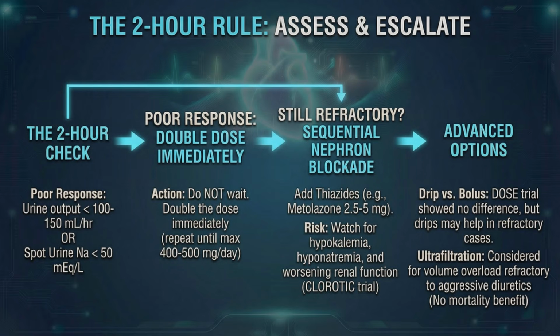If the patient remains refractory, your next step is sequential nephron blockade. This means adding a thiazide diuretic, like metolazone. This is a powerful combination, but be aware of the risks highlighted in the CLORIC trial: hypokalemia, hyponatremia, and worsening renal function. For the most refractory cases, you can consider a continuous diuretic infusion, though the DOSE trial showed no major difference in outcomes compared to bolus dosing. And as a last resort, ultrafiltration can be considered.